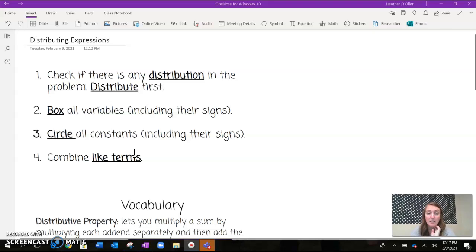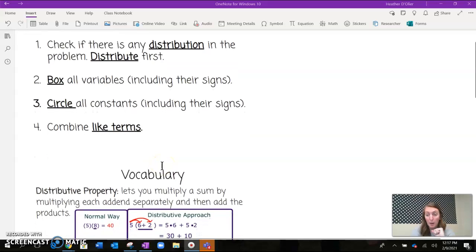But distributing means something mathematically, and then in just the English language it means something. So if I were to distribute a piece of paper to everyone in the class, it means that I would give each individual person their piece of paper. It means to give out to everyone. So when we're talking about the distributive property though, it allows us to multiply a sum by multiplying each addend separately and then adding the products.